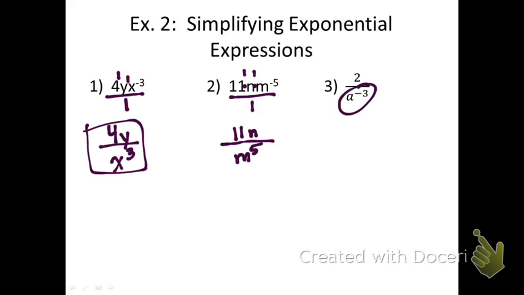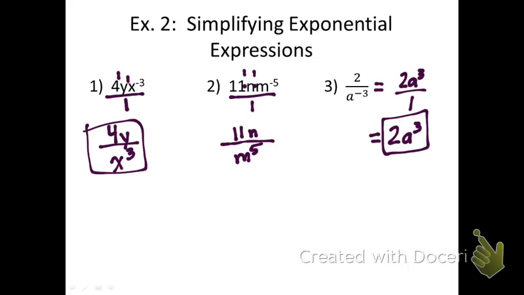Okay, number 3, we saw this one a few minutes ago. We have a to the negative 3. We want to bring that up to the top, so we're going to write this out as 2a to the third over 1. Anything divided by 1 is itself, so 2a to the third is your final answer here.